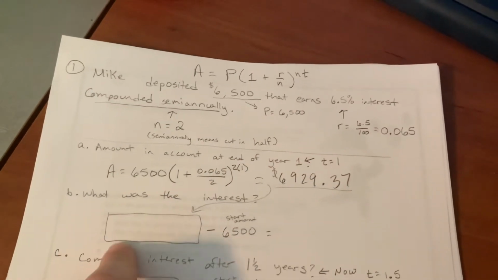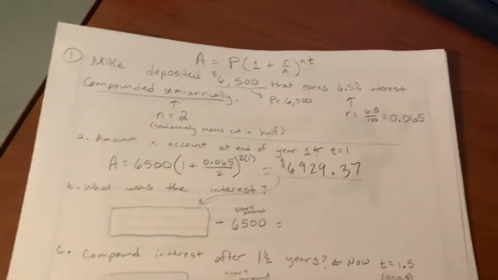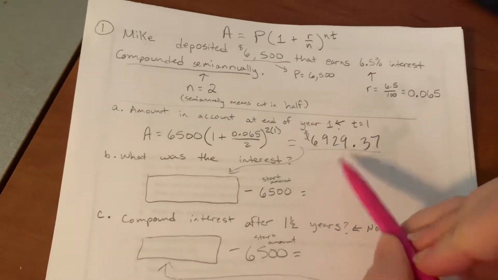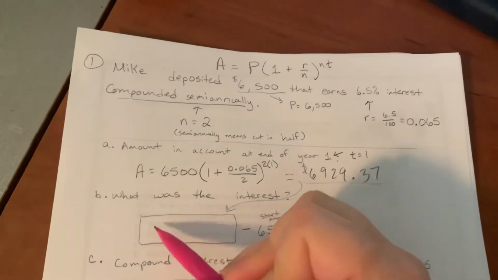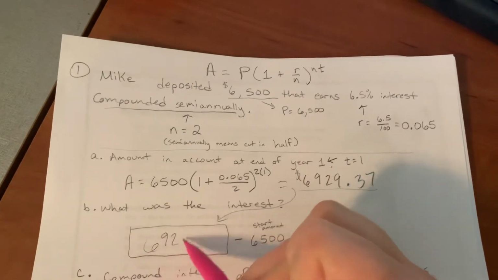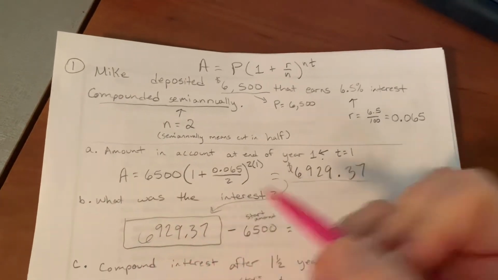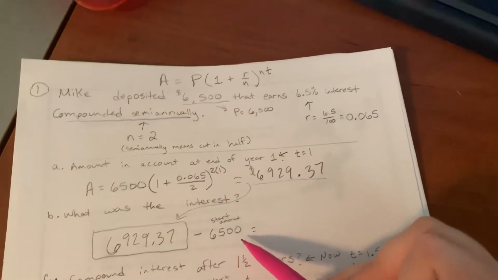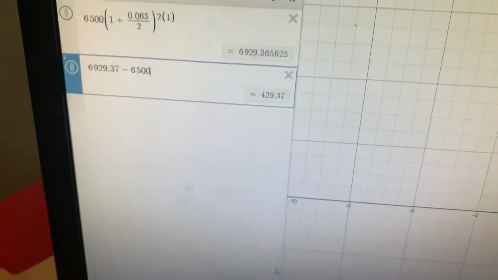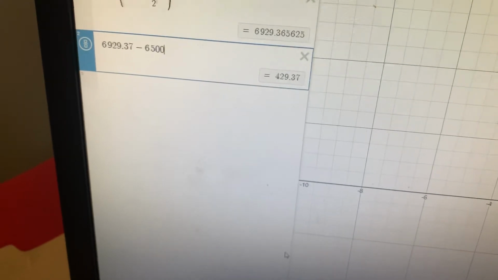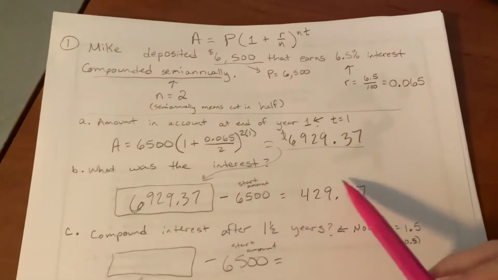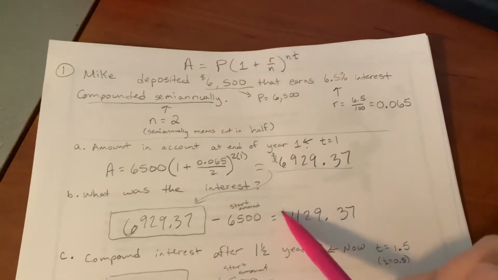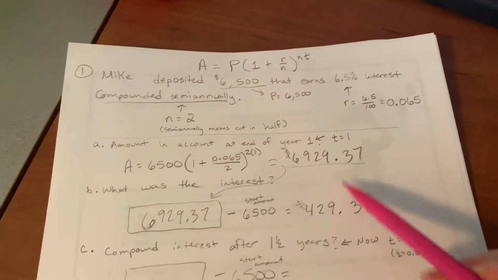So what was the interest? Well, I'm just going to take that amount after the first year and subtract off what I started with. So when I do 6,929.37 and subtract off that 6,500, I did that in decimals also. I got 429.37. So 429.37 is the amount of interest. Okay, so that's how I do that.